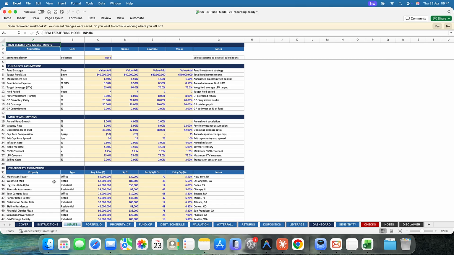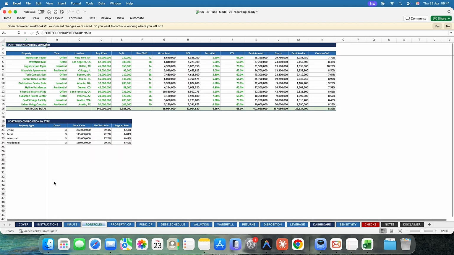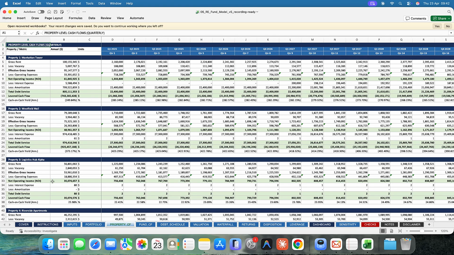Because a Grade A office in the city isn't the same as a logistics warehouse in the northeast. Treating them with the same assumptions is how bad fund models over-promise. And the portfolio roll-up tab right next to it, so you can see holdings, acquisition dates, hold periods, and disposition timing in one view.